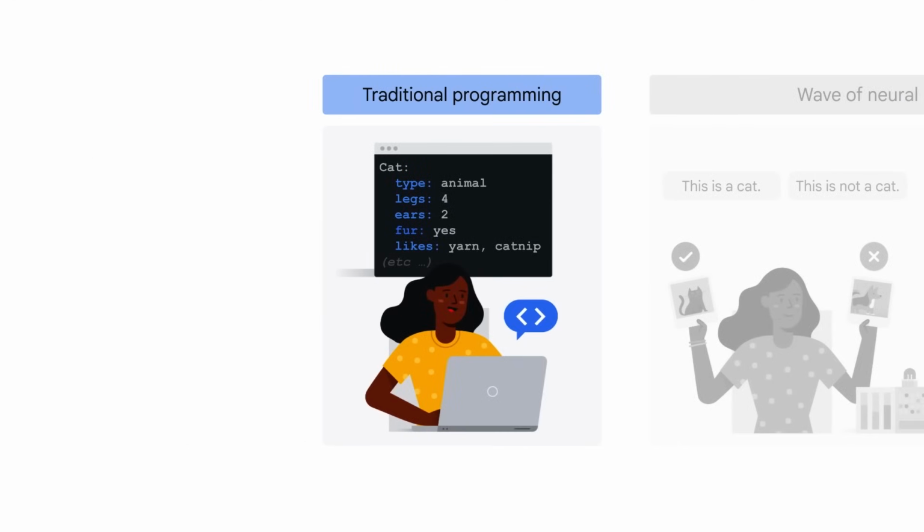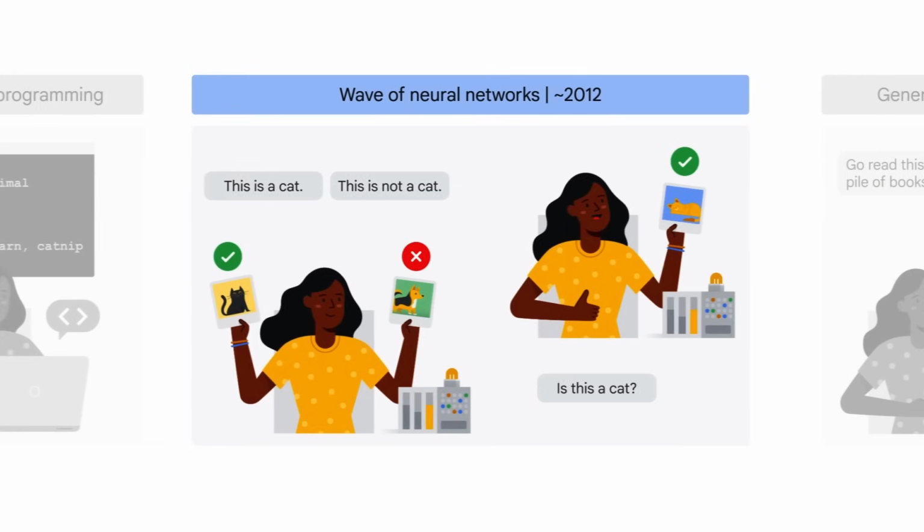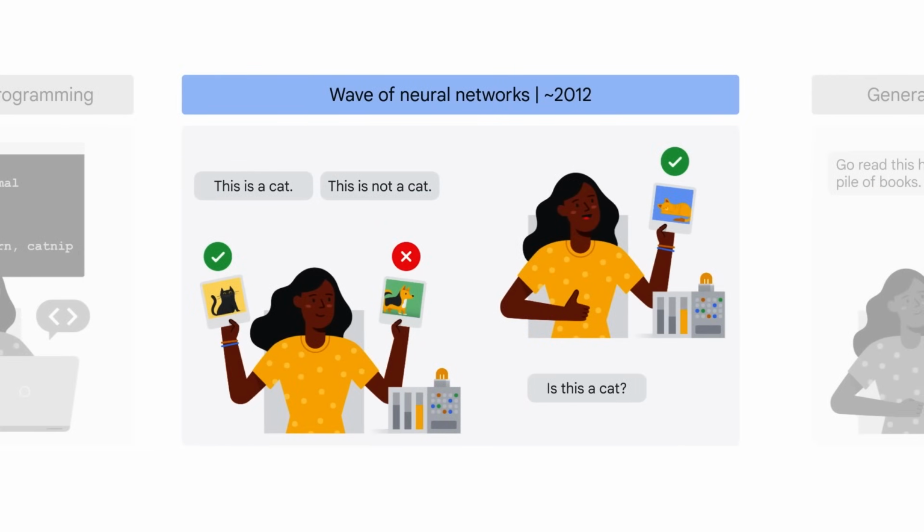We've come a long way from traditional programming to neural networks to generative models. In traditional programming, we used to have to hard code the rules for distinguishing a cat. The type: animal. Legs: 4. Ears: 2. Fur: yes. Likes yarn and catnip. In the wave of neural networks, we could give the network pictures of cats and dogs and ask, is this a cat? And it would predict a cat.